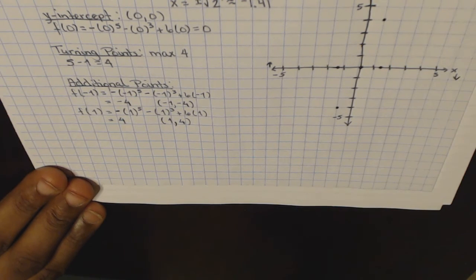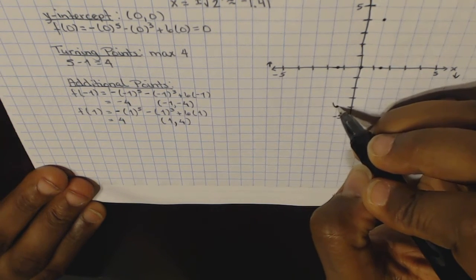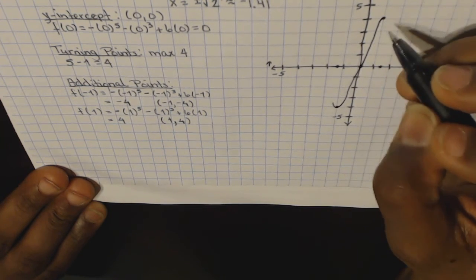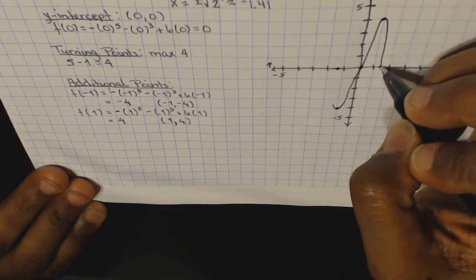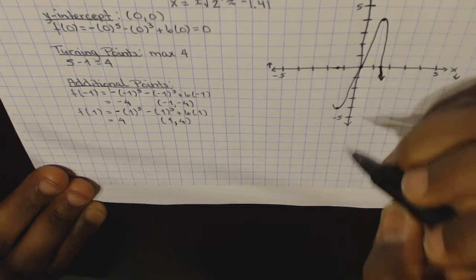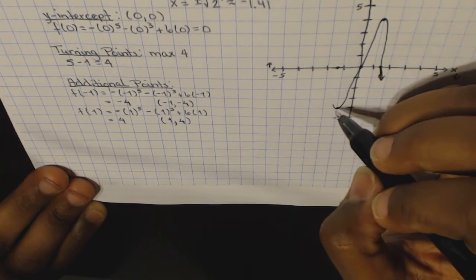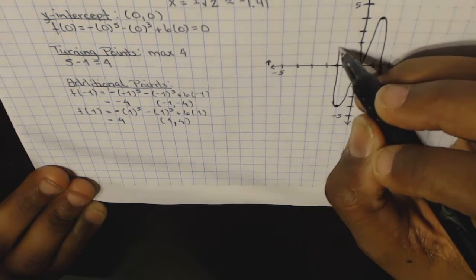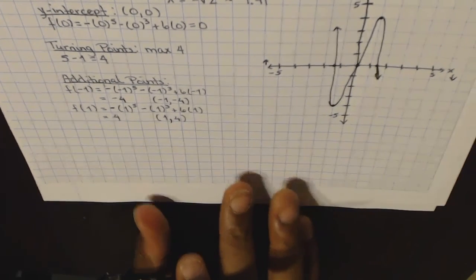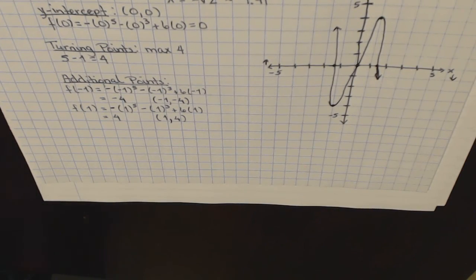Gives my graph an idea. We're turning here, going up through (0, 0). We're turning there, going down through positive 1.4. And we'll go up through a negative 1.4, and my graph looks something like this. It's the shape.